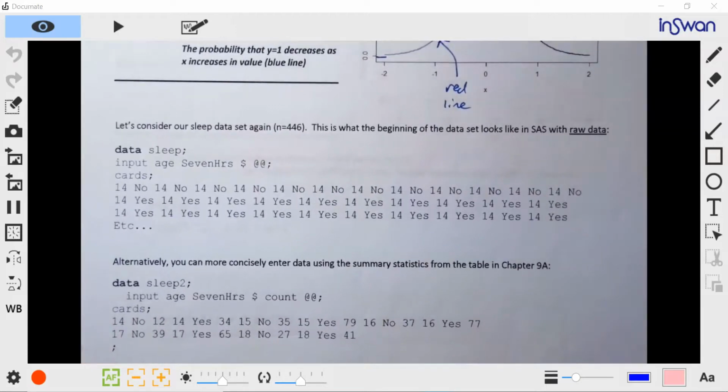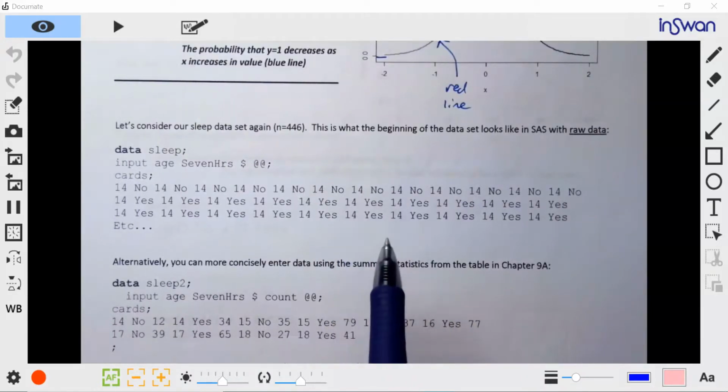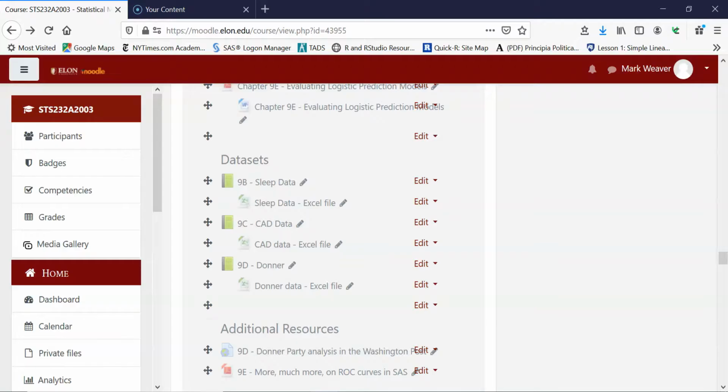These are the data where we have teenagers between the ages of, I believe, 14 and 18. And we ask them if they generally get at least 7 hours of sleep a night. And these data are on Moodle, and we'll take a look at those shortly. As a matter of fact, let me bring that up now. We can look at that now.